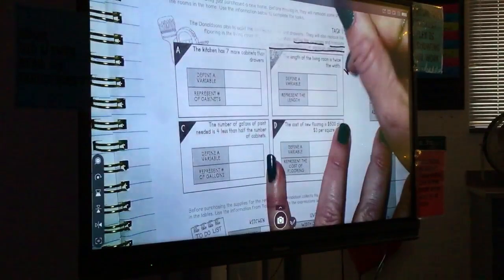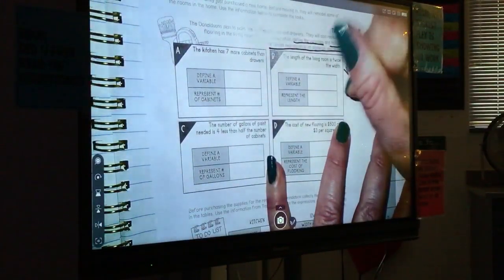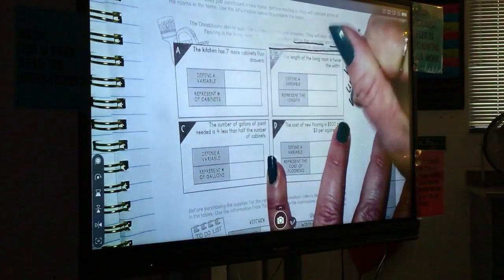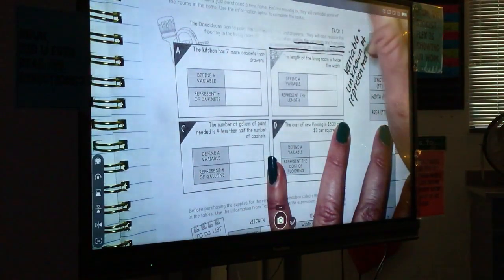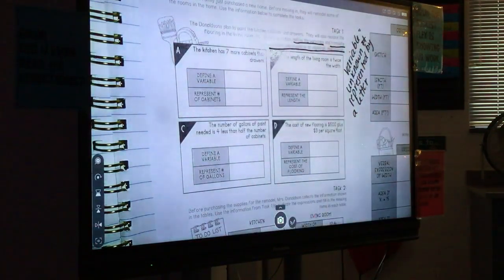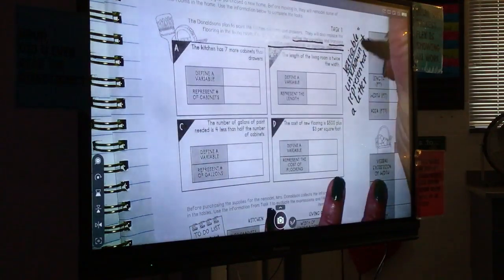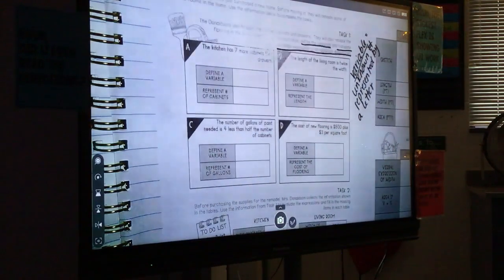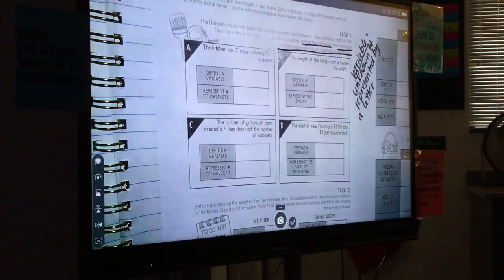Okay, so a variable is an unknown number represented by a letter. Okay, so that's essentially what we're going to be doing. We're going to be using variables for our unknown information. And if you want to use a highlighter, you can. If you just want to use your pencil, that's fine as well.